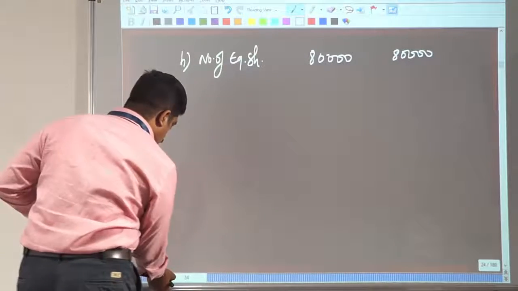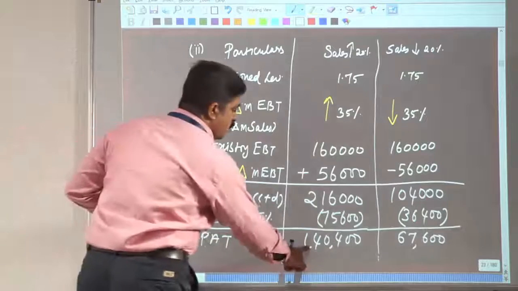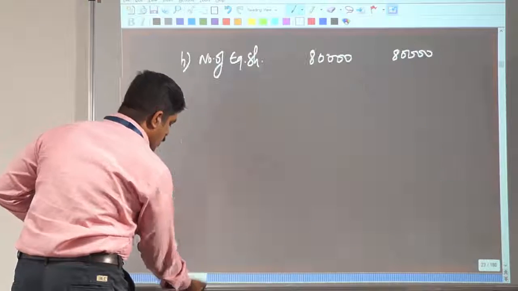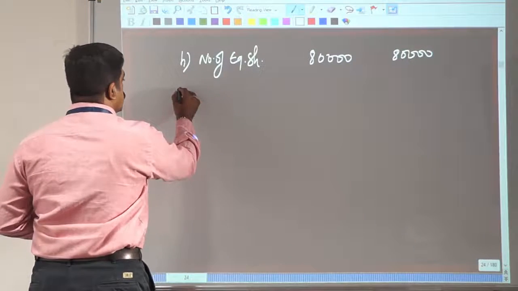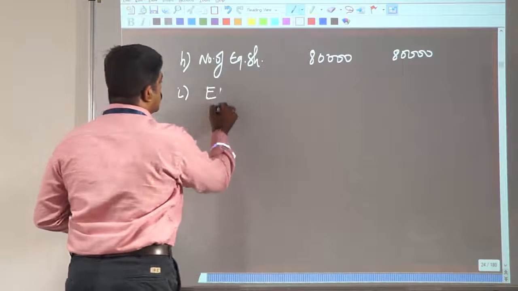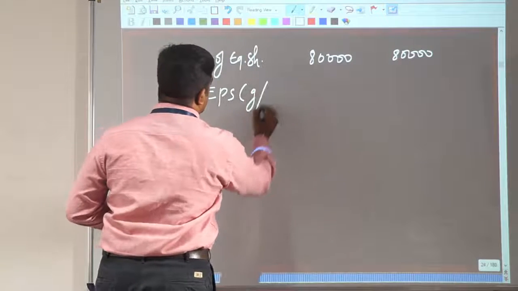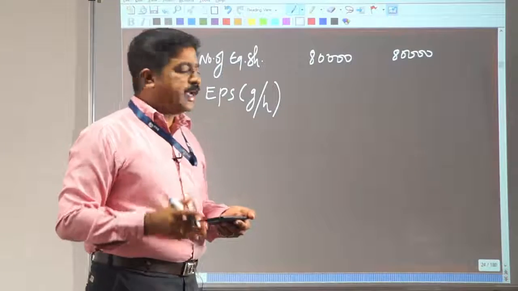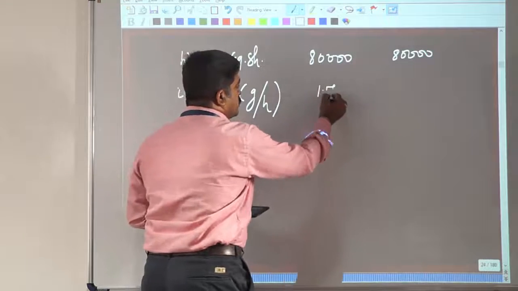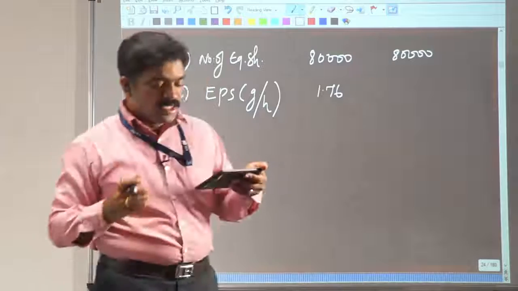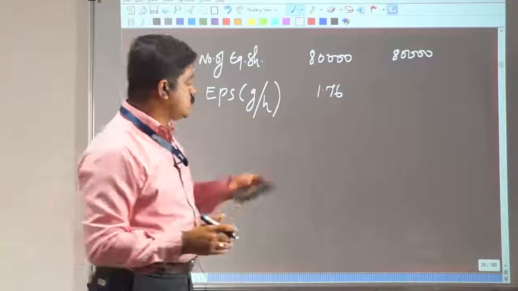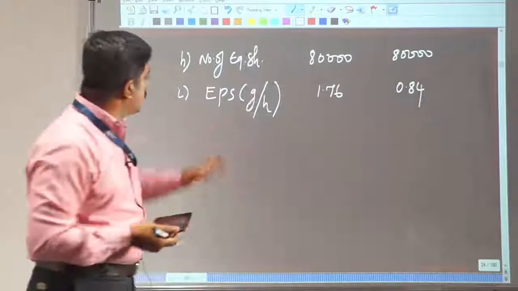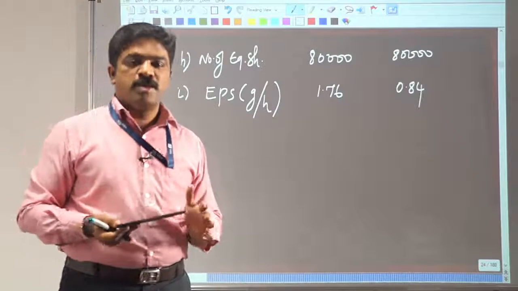And you know the earnings available for equity shareholders. How much? 1,40,400 and 67,600. So this is your item number G, and your number of shares is item number H. So item number I is nothing but your earnings per share, which is your item number G divided by item number H. And that's nothing but 1,40,400 divided by 80,000. It's going to be 1.76. And for the second case, it is 67,600 divided by 80,000. It is 0.84.